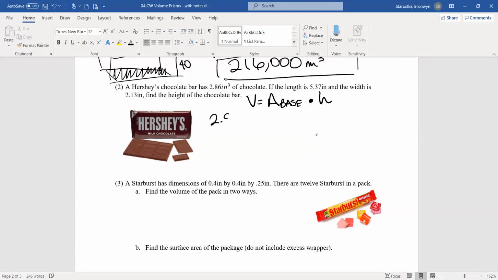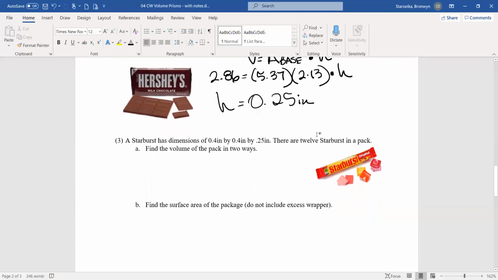2.86 given to us, 5.37 the length, 2.13 the width times the height. And plugging into our magic calculator, 2.86 divided by those two numbers, be sure to use your parentheses, you will get a height of 0.25 inches. Notice that the units are inches because we're just talking about one dimension there, the height.